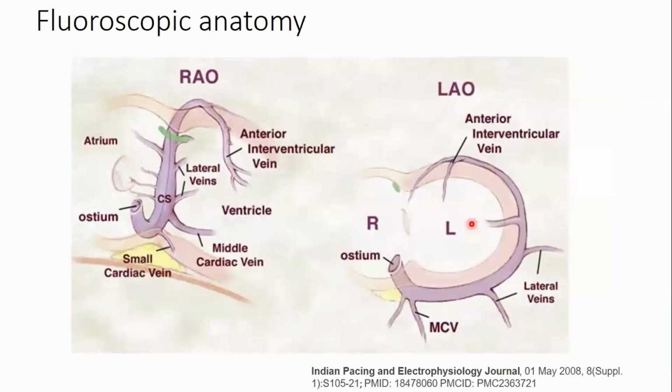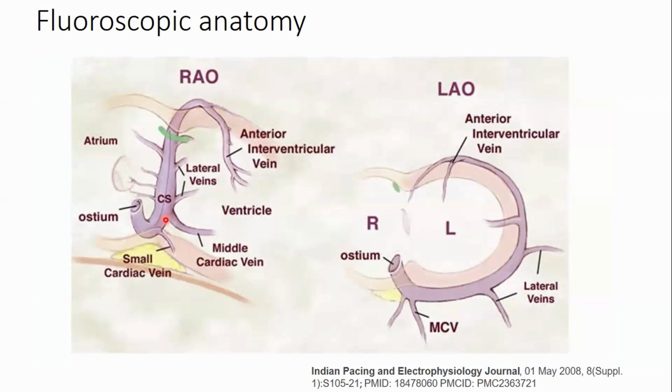Now, what about fluoroscopic anatomy? When we talk about fluoroscopic anatomy, we always use two views. We use the RAO view and the LAO view. In the RAO view, you're looking at the heart from the right side. So for those of us who are echo oriented, this would be a long axis view.